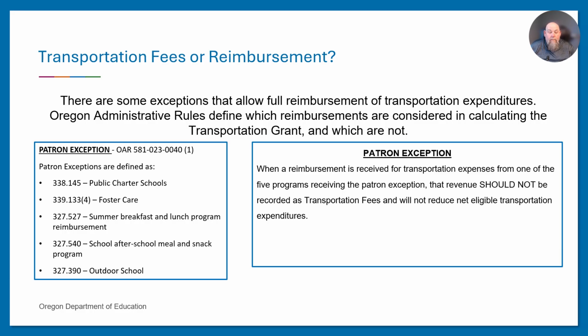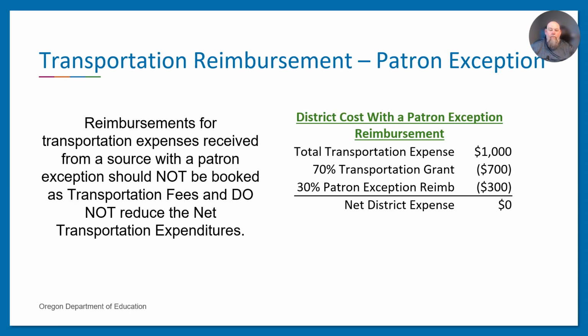Now, those 5 programs are public charter schools, foster care, summer breakfast and lunch program reimbursement, school after school meal and snack program, and the big one that everybody always asks about is the outdoor school. So if you're getting a reimbursement from outdoor school, how do you record that revenue, right? So let's just go through what happens when you get that revenue.